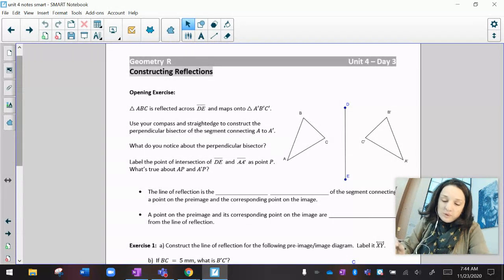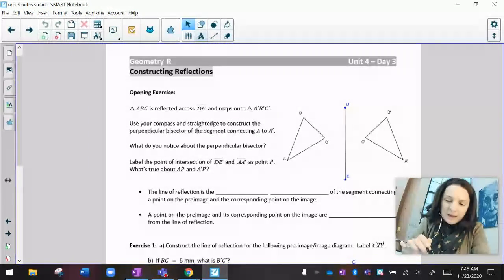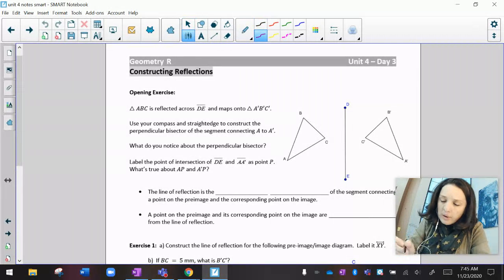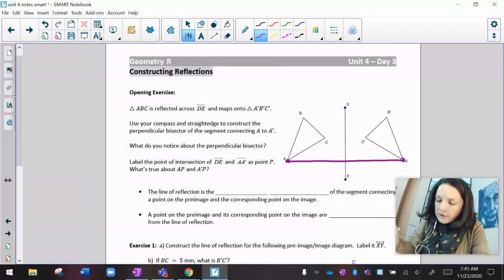So if I look at this picture right here, it says triangle ABC is reflected across line segment DE and maps onto A prime, B prime, C prime. So this triangle on the left flipped over this line and became the triangle on the right. And it says, use your compass and straight edge to construct the perpendicular bisector of the segment connecting A and A prime. So I'm going to draw A and A prime, okay?